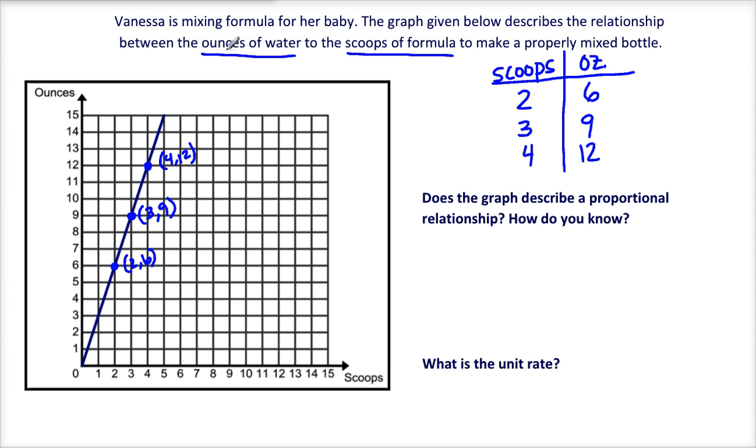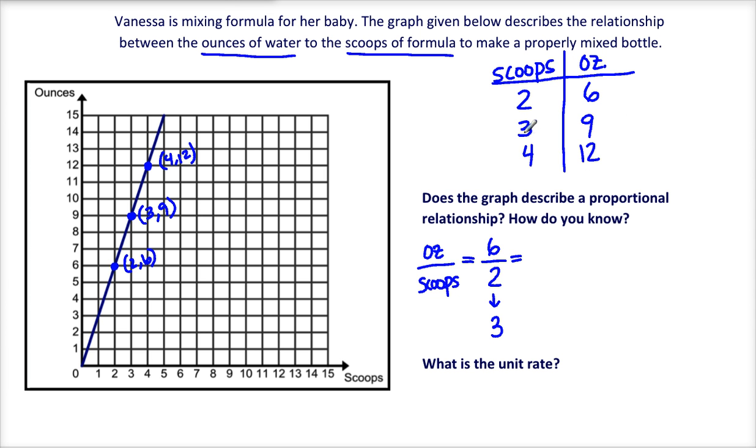Since it's saying ounces to scoops, that means we're going to do a fraction with ounces on top and scoops on bottom. And I want to make sure I set up all of my fractions so that ounces are on top and scoops are on bottom. So let's just use my table. We have ounces over scoops. 6 over 2. 6 divided by 2, that's just 3. So that ratio is just equal to 3.